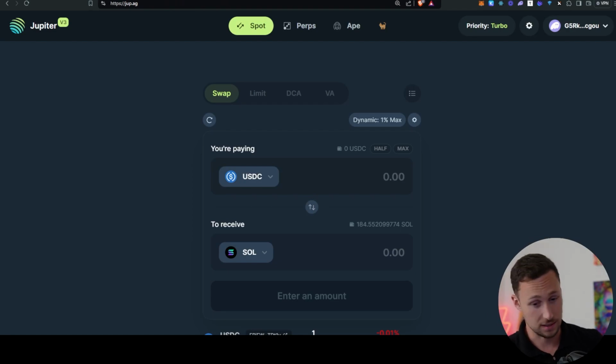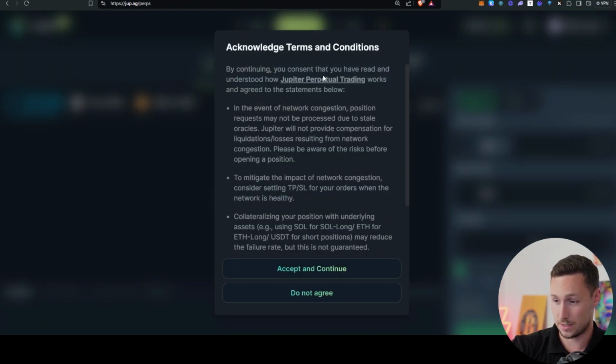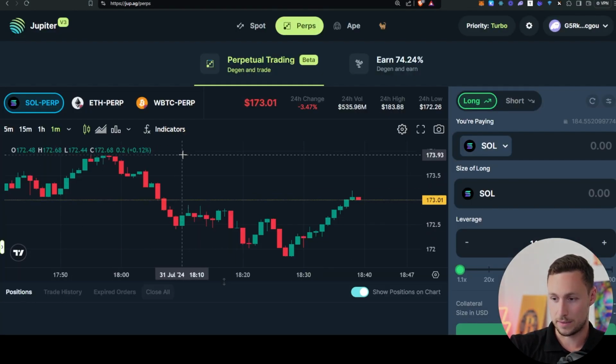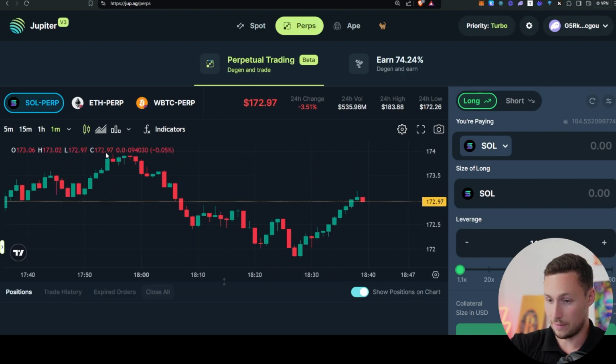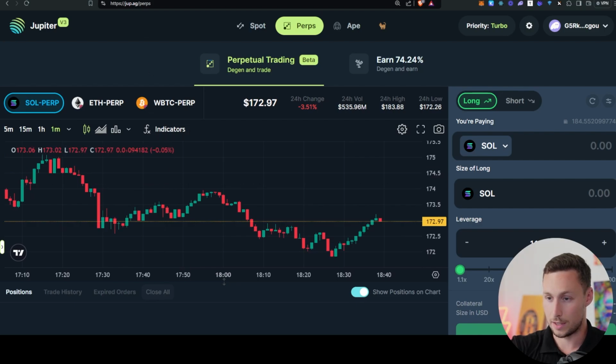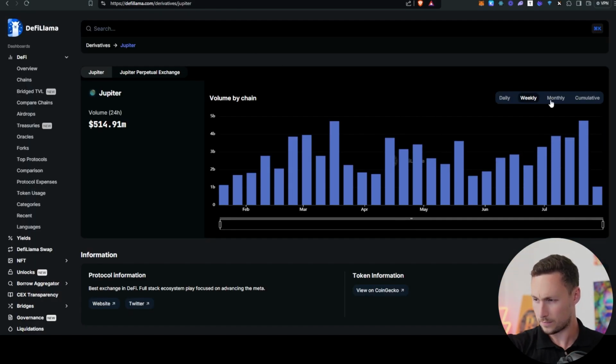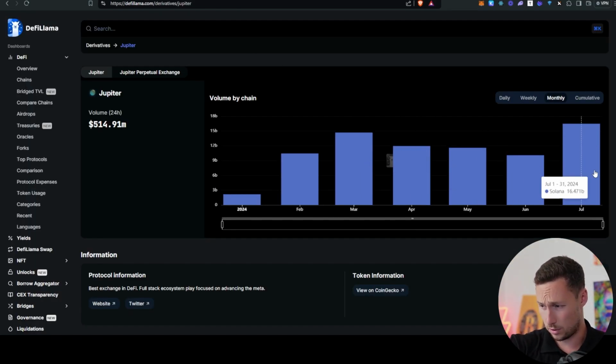Well, the first thing is, and this was one of my top farms last month, it's going to continue to be one of my top farms, is Jupiter. If you've used Solana, there's a good chance you've used Jupiter because it's the leading DEX aggregator on Solana. But it's also the leading perp exchange on Solana. And as a perp exchange, you can trade with leverage on here. You can trade SOL, you can trade ETH, you can trade BTC. And the volume on this is extremely strong.